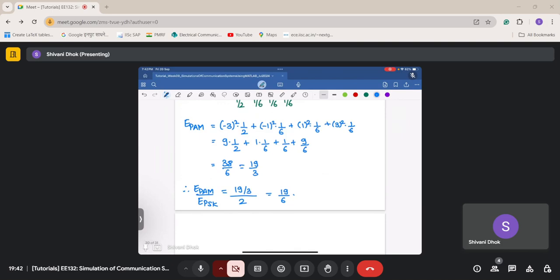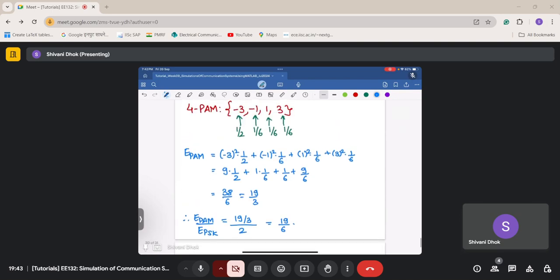Ma'am, I have a little inquiry related to PAM and PSK. Okay. And what is the fundamental difference between PAM and PSK? Can both be equal for some cases?